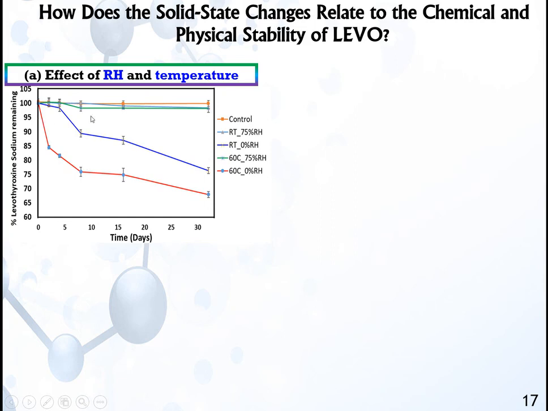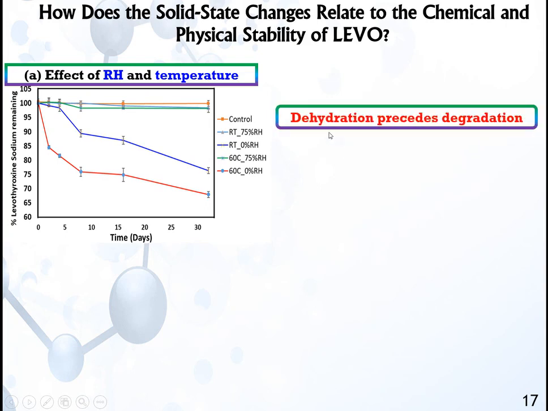Low humidity and room temperature, you'll get some significant degradation. As long as you keep it hydrated, not independent of temperature, but not nearly as dependent on temperature, you can retain the stability. So the dehydration precedes degradation. So this falls into that category that Steve Byrne identified of degradation that is a function of it being preceded by dehydration.